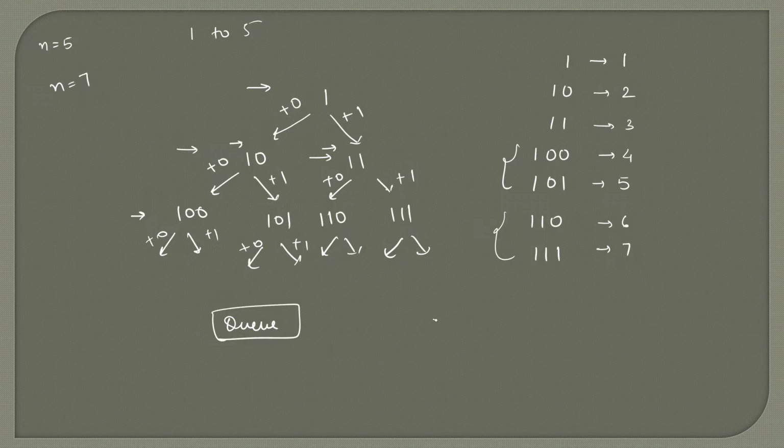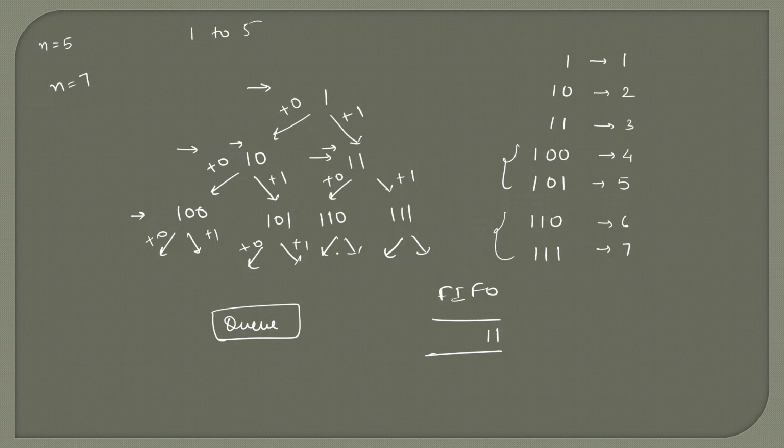So here in a queue, which is first in, first out, the element which is inserted first will be the first one to be removed. So here we are directly putting 1 and then we remove 1. When we remove 1, we can append 0 and 1, and we will get 1, 0 and 1, 1. So first we will put 1, 0, then we will put 1, 1. In the next iteration, we will take 1, 0 out.